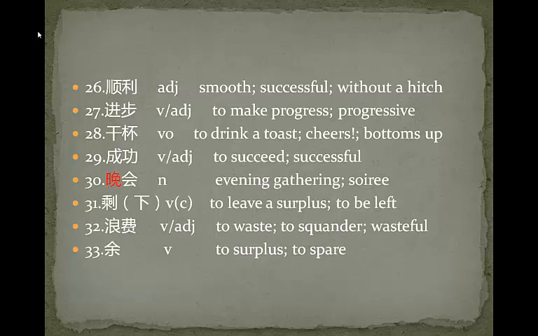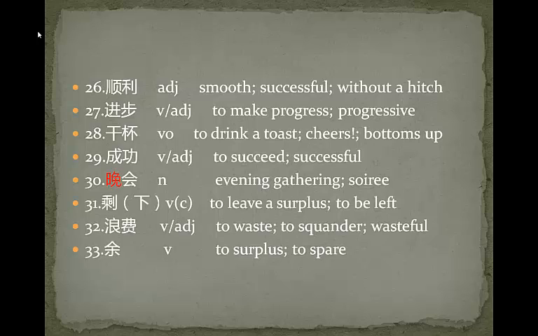Number 27, 进步, to make progress, progressive. The radical of the first character is the left part. We call it 走之旁. Every time you see this radical, it usually indicates the meaning of walking, progressing, moving forward.